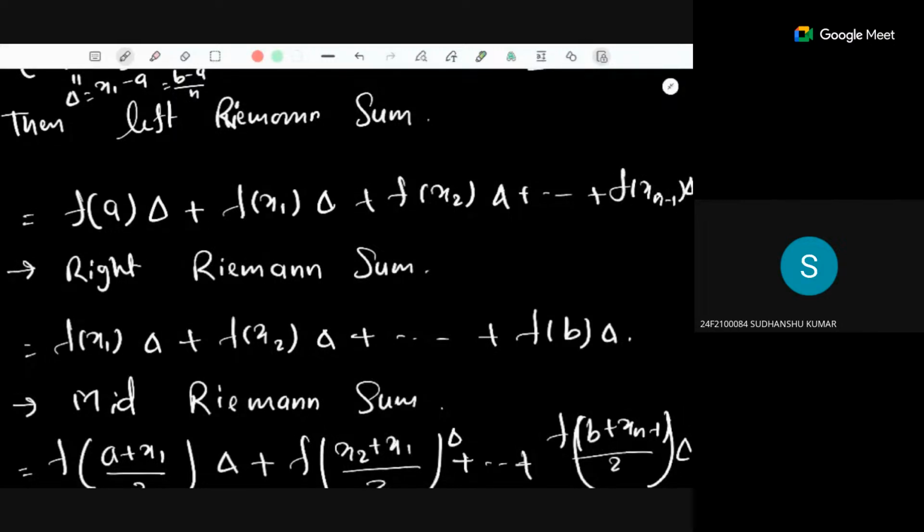First thing we need to do is divide our given closed interval into regular parts using whatever length is asked of us. Finding the length is nothing but b minus a by n. And then if you take the left endpoint of each subinterval, you will get the left Riemann sum. If you take the right endpoint of each subinterval, you will get the right Riemann sum. And if you take the middle point of each subinterval, you will get the mid Riemann sum.